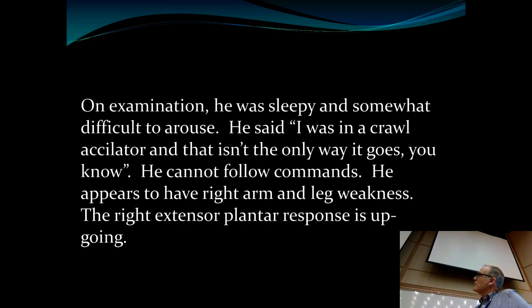And he appears to have right arm and leg weakness, which would go along with a left hemisphere lesion. So this must be at least far enough anterior to affect the motor cortex. And he has a right extensor plantar response, is upgoing. Does that surprise you? No? If the lesion's in the brain, we're looking for upper motor neuron findings, right? So to have a Babinski on the right is more confirmation.